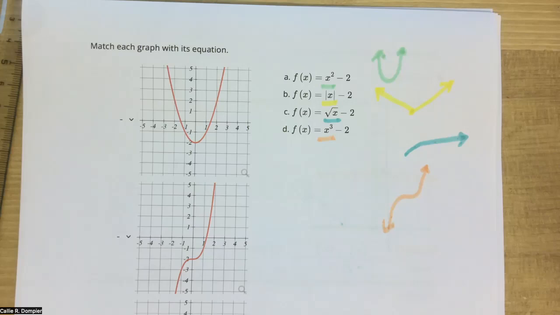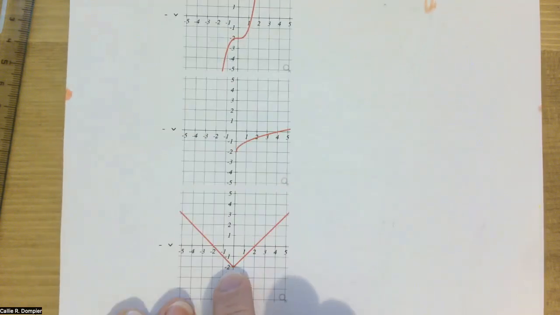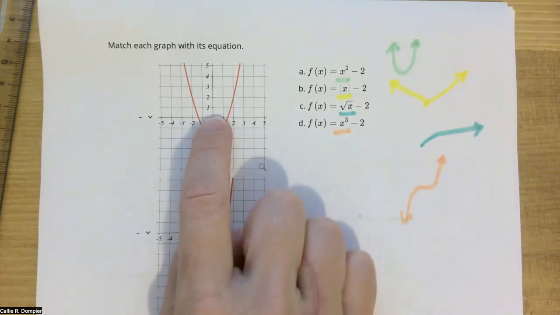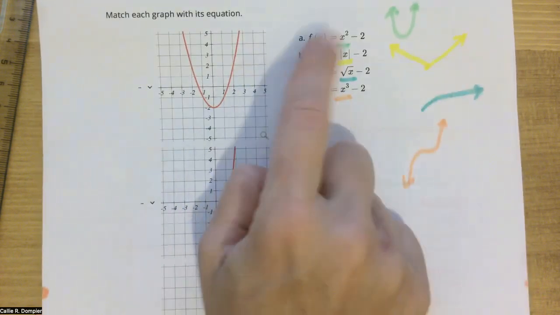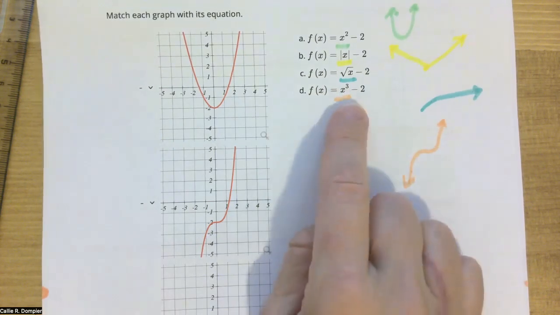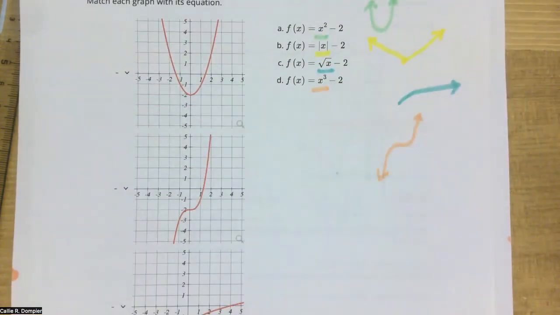They all have minus 2, but minus 2 just means we're going to start at y equals negative 2 instead of y equals 0 or the origin, okay? This one looks like x squared, right? This one looks like x cubed. This one looks like square root of x. And this one looks like the absolute value of x.